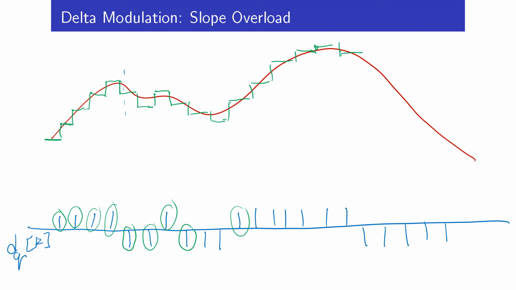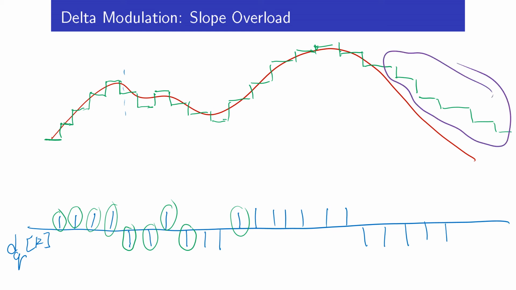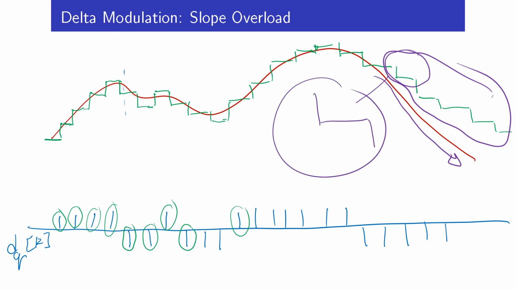And then the signal starts decreasing here, so we have continuous decrease by our step like this. What we can notice at this part of the signal is that the original signal was decreasing quickly, so the slope of the signal here was very large. However, since at each step, every TS, let's zoom on this signal right here, so we have something like this.